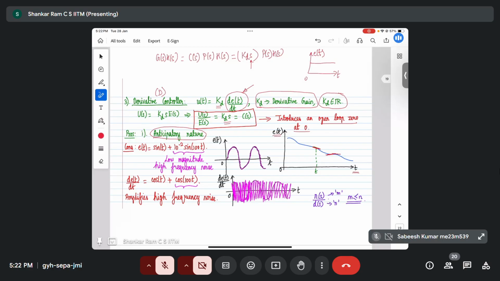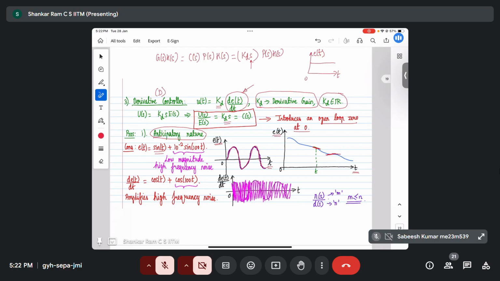And another important issue is that derivative control can amplify low magnitude, high frequency noise. Because in practice, typically when we measure signals using sensors, we are never going to get a perfect signal, right? So we are always going to have some noise associated with the sensor. So for the sake of understanding, let's say we plot e of t versus t, and there is a baseline error signal, which is a sinusoidal signal. Let's say that is sin t. So sin t is our nominal error signal.